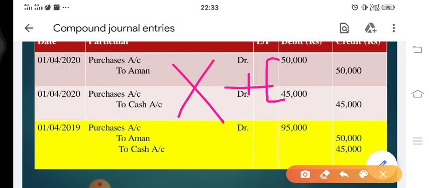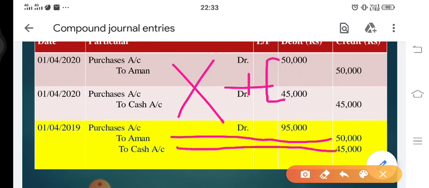Since we have purchased goods of 50,000 from Aman, we are crediting 50,000 to Aman, and at the same time 45,000 is purchased for cash. That means cash needs to be credited for 45,000. So our compound journal entry is this only. In the yellow color you can see purchases account debit 95,000 to Aman 50,000 to cash account 45,000. So we are not supposed to write these two entries but this one compound entry.